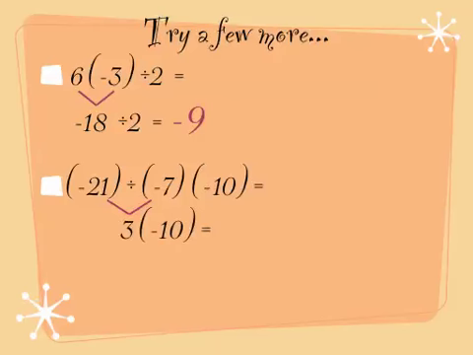Again, I have not multiplied by negative 10 yet, so I'm going to bring the multiplying by negative 10 down. Now I have a positive 3 times a negative 10. A positive times a negative means that my answer is going to be negative, and 3 times 10 is 30. So the final answer is negative 30.